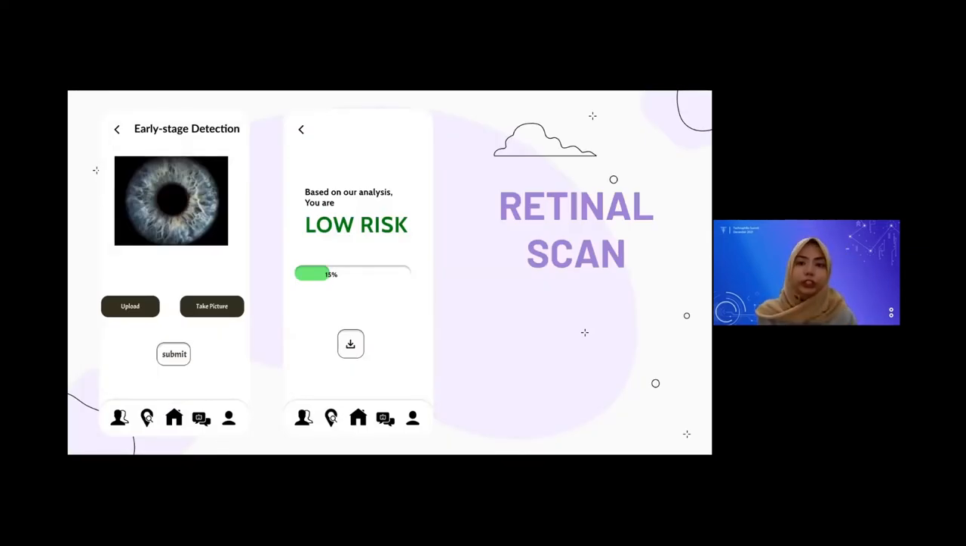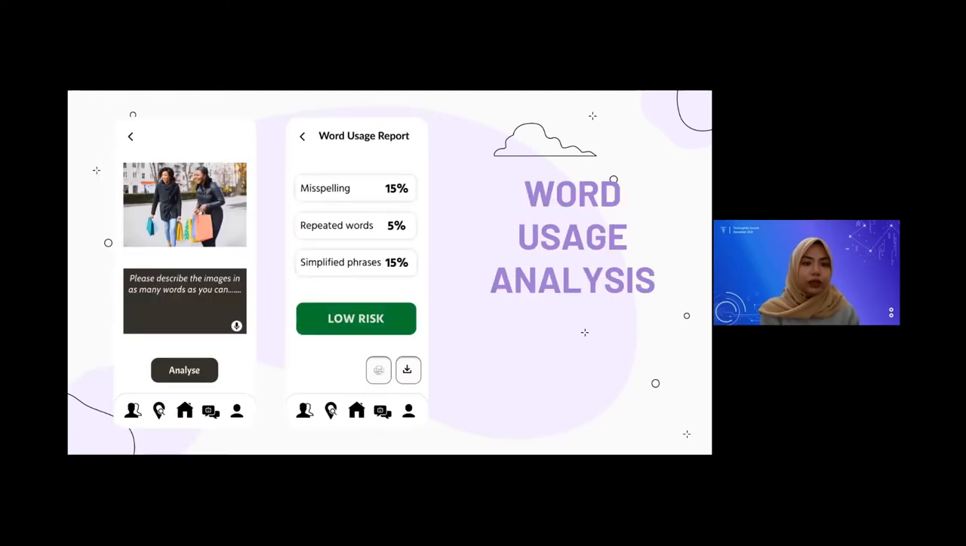our solution to transform traditional paper diagnostic methods to AI detection. Therefore, we provide retinal scan for early detection. We also provide word usage analysis to detect the possibility of getting Alzheimer's disease. From now on, I'm going to pass to Lydia. Thank you, Fatima.